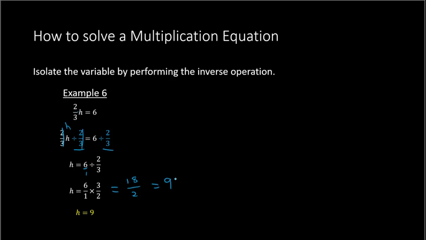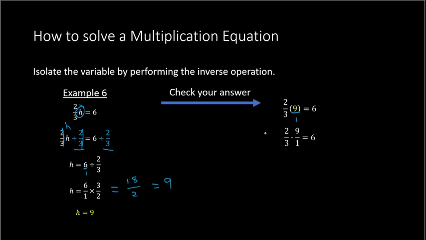And we can double check that by plugging back in the number 9, our solution, in place of h. So we can see if this would give you a true statement. Well, what is 2/3 times 9? Well, that's 2/3 times 9 over 1. 2 times 9 is 18 on the top. 3 times 1 is 3 on the bottom. 18 divided by 3 gives you 6. That is a true statement, which means that 9 is the correct answer.